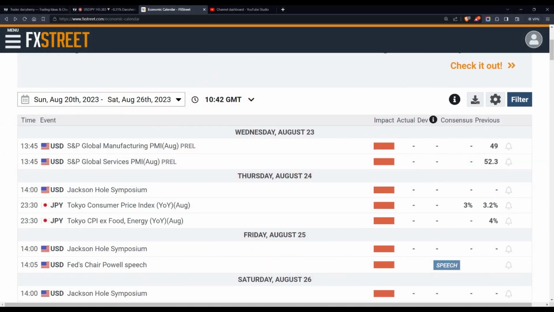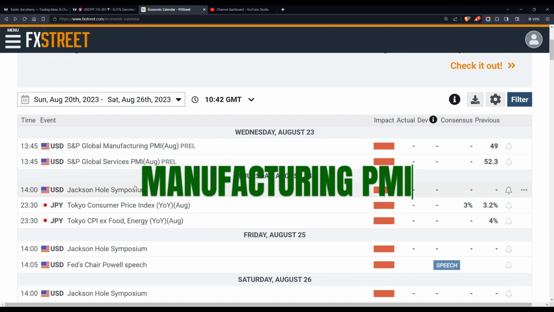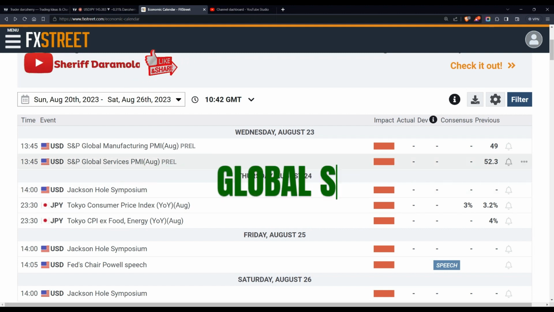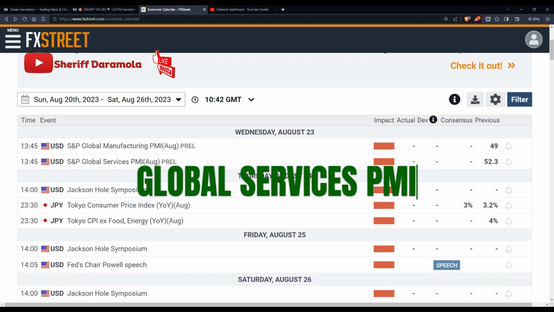Now, the first high impact event for this week is coming in on Wednesday, August 23, and that is the S&P Global Manufacturing PMI. And this is a key economic indicator that offers insight into the overall health of a country's economy. A higher reading suggests expanding economic activities, offering insight into overall economic growth. Then on that same day and same time, we have the Global Services PMI, which gauges the well-being of the service sector. Of course, a higher reading signifies growth in the sector, providing a window into broader economic health.